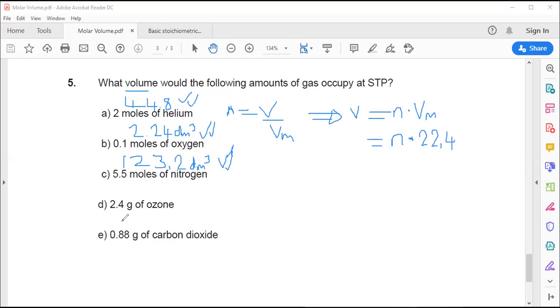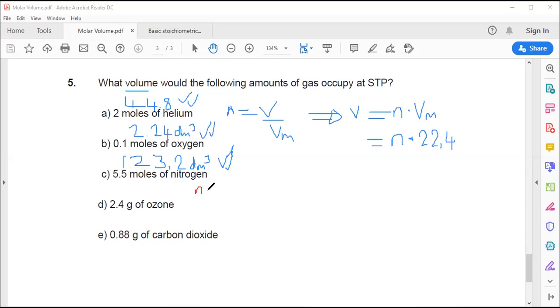All right, then the last one. We did this in class. Did we do this? No. Okay. All right, let's do this one. For this one here, we've got 2,4 grams of ozone. So here I'm given mass. So I need to first find the number of moles. So I'm going to find the number of moles of ozone.